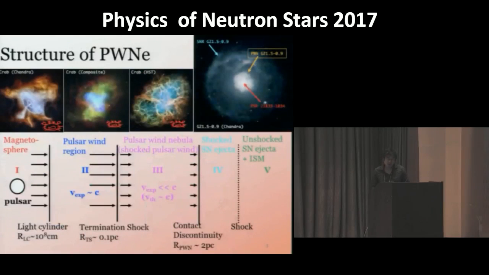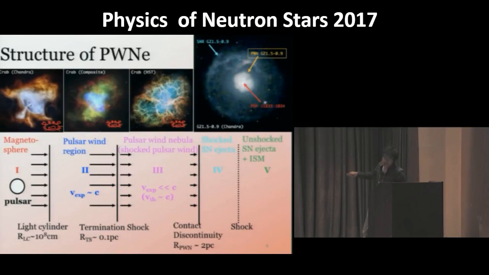So the structure of the pulsar wind nebula is a bit complicated, because there are at least 5 distinct regions. The innermost region is the pulsar, surrounded by the light cylinder, and this is called the magnetosphere of the pulsar. The plasma collected around the magnetosphere flows away from the pulsar, and this outside is called the pulsar wind region. It's considered to be plasma moving at about the speed of light.